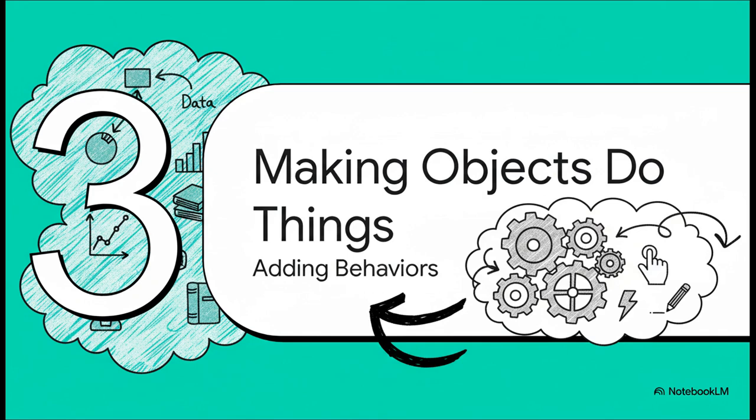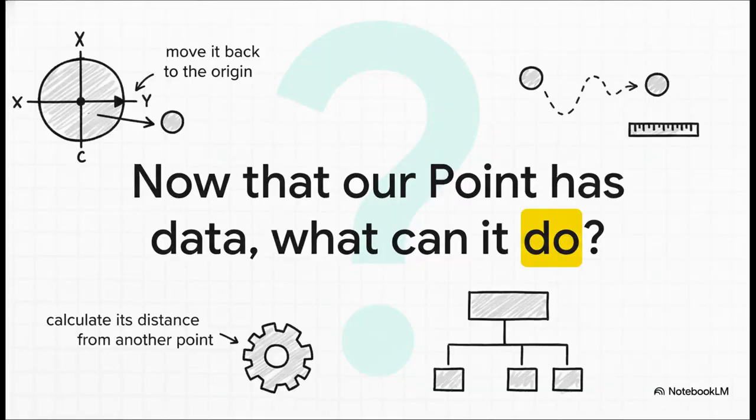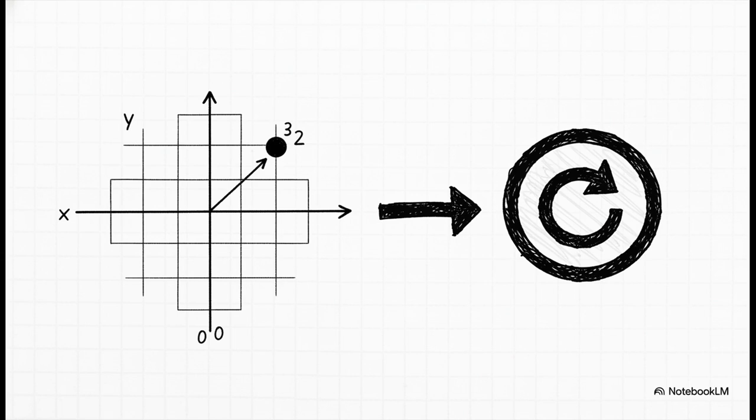But the real magic of object-oriented programming, the whole point of it, is bundling that data together with the actions you can perform on that data. So, we have a point. It knows its coordinates. What kind of things would we want it to do? Well, maybe we'd want a way to move it back to the origin, to 0, 0, with one simple command. These actions are what we call an object's behaviors. We define these behaviors using methods. And really, a method is just a fancy name for a function that lives inside a class.